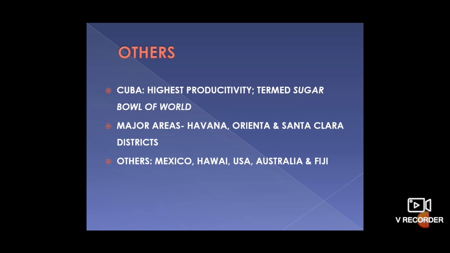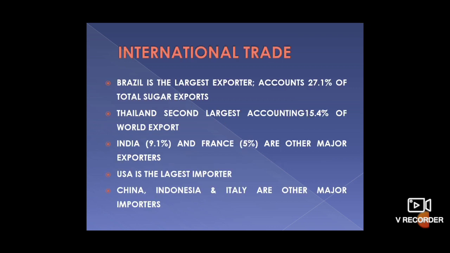Besides these nations, Cuba has the highest productivity per hectare of sugar in the world. Hence, the country is termed as the sugar bowl of the world. Havana, Oriente and Santa Clara are the major areas of sugar production in the country. Besides these nations, Mexico, Hawaii, United States, Australia and Fiji are the other major producers.